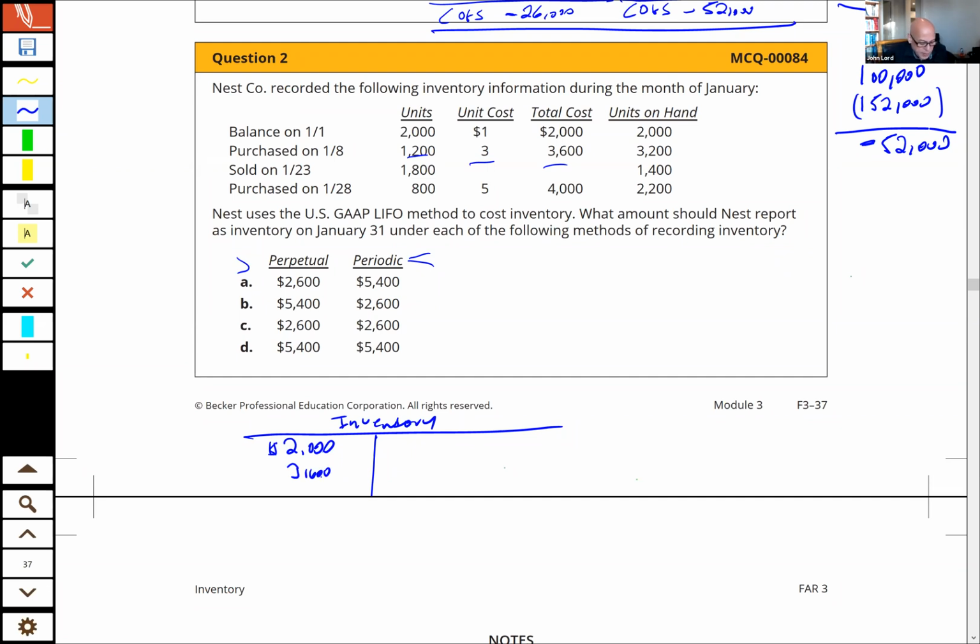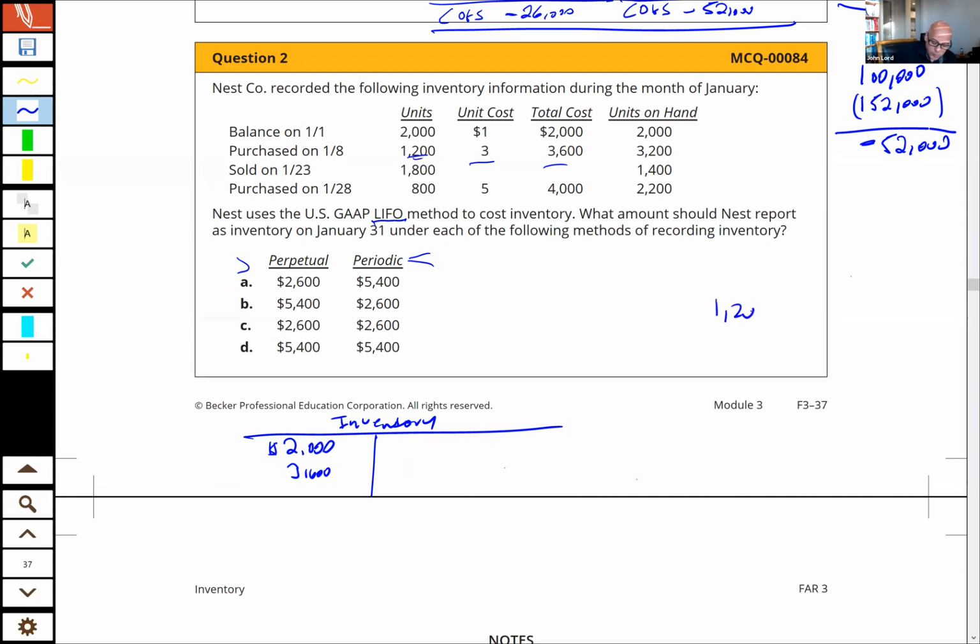Okay. Then they tell me that they sold 1,800. Now to get to the 1,800, since they're using last in, first out, and we're using the perpetual method, I'm going to have to do what? I want to sell 1,800. Well, I first got to take these what?